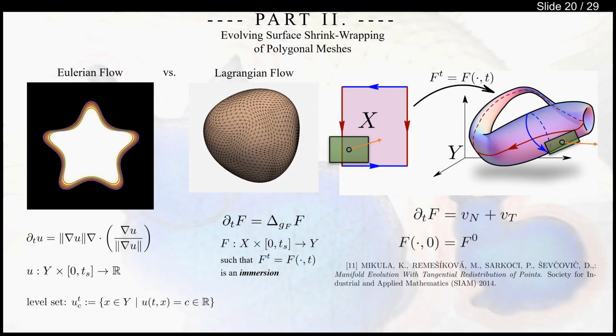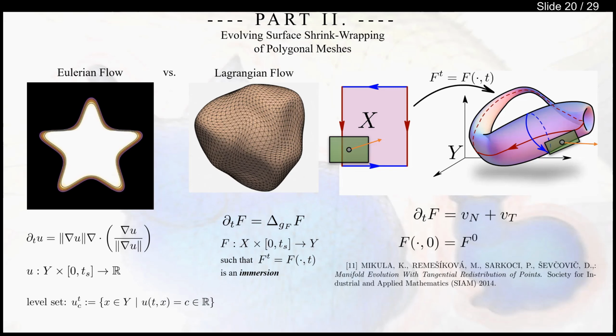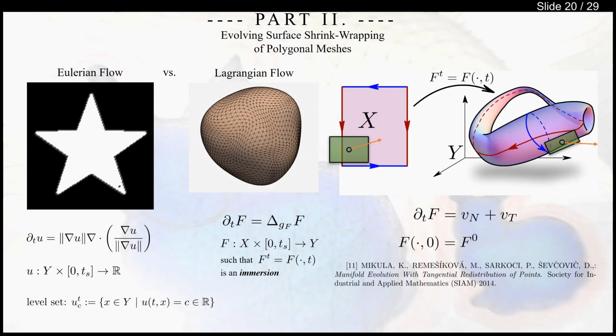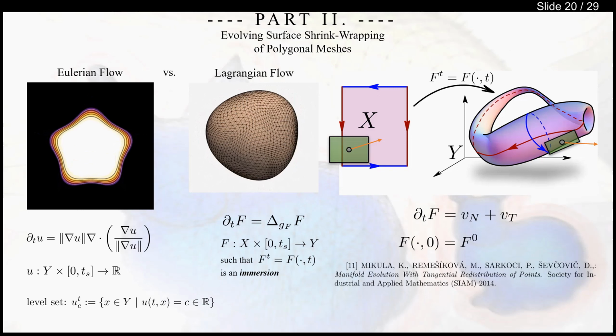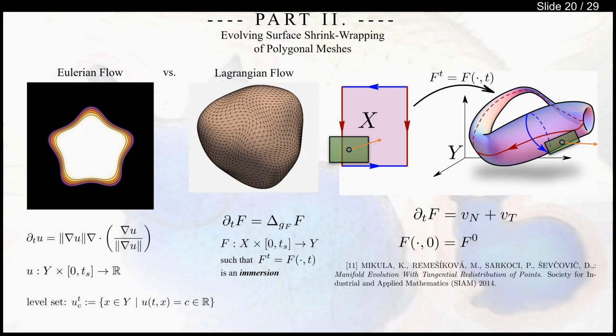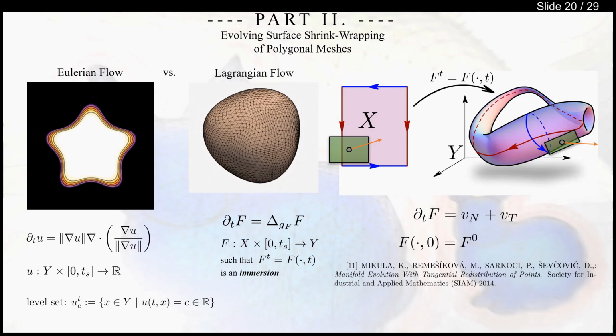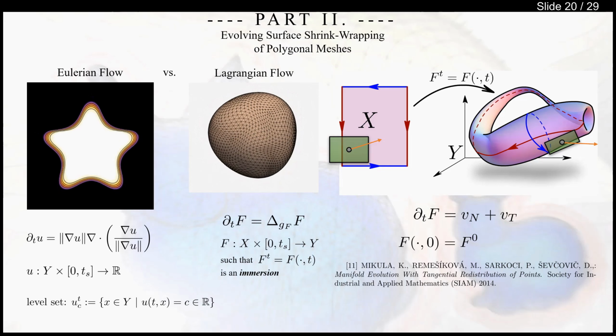Professor Mikula and colleagues formulated the evolving surface problem in the following fashion, decomposing the flow velocity into a normal and tangential part with a given initial surface immersion.